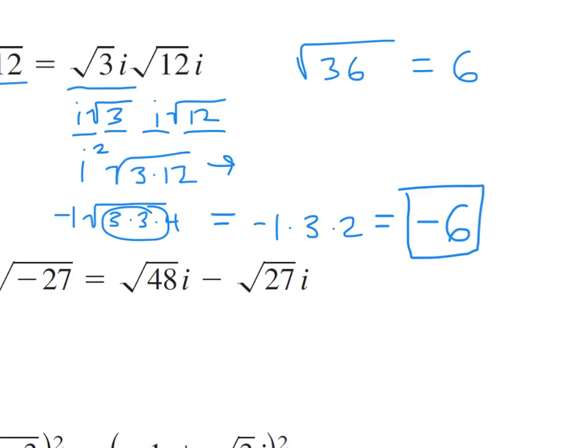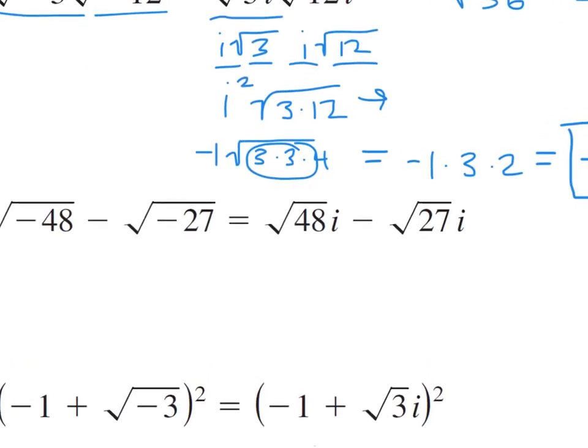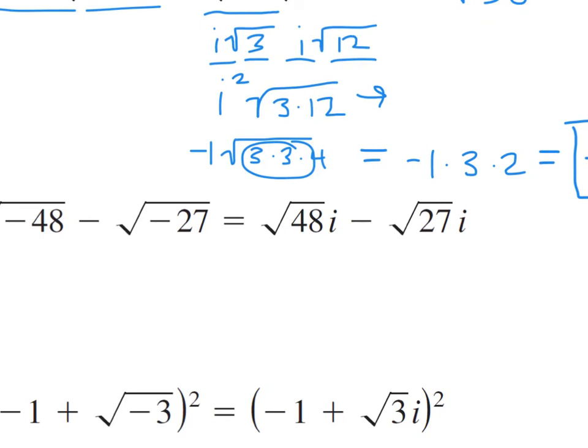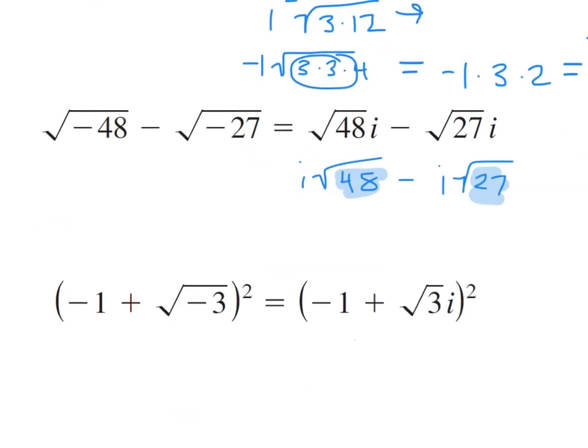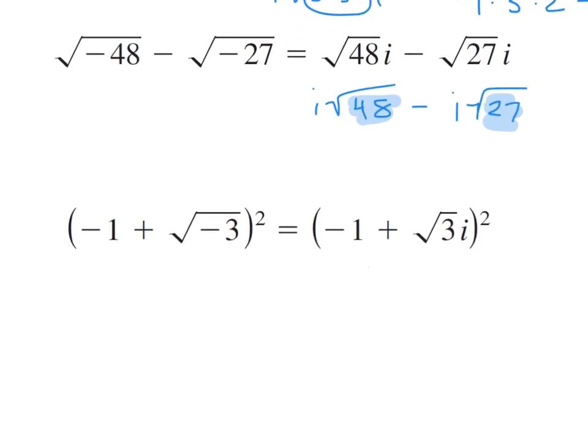So if we're multiplying square roots, we can multiply them together. We can combine the terms. But if we are subtracting square roots, we can't combine them. So here we would just be left with i square root 48 minus i square root 27. We can simplify under the square roots, but we're going to skip that for now. I trust that you guys know how to simplify square roots.